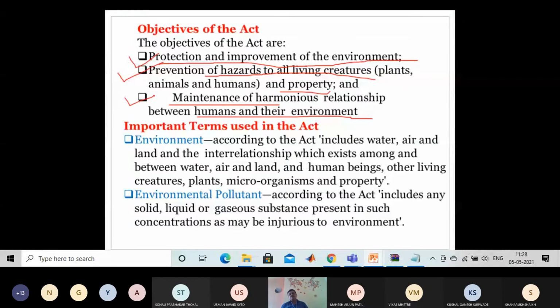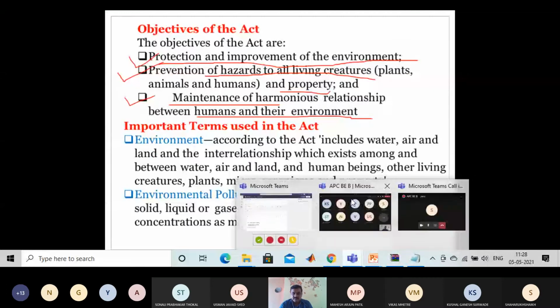Now afterwards, you are supposed to know what the important terms are. Just wait.